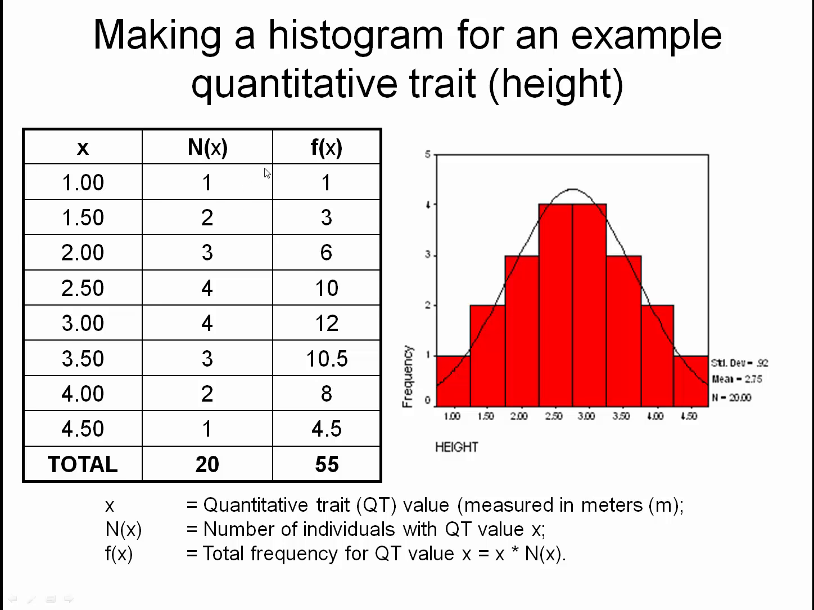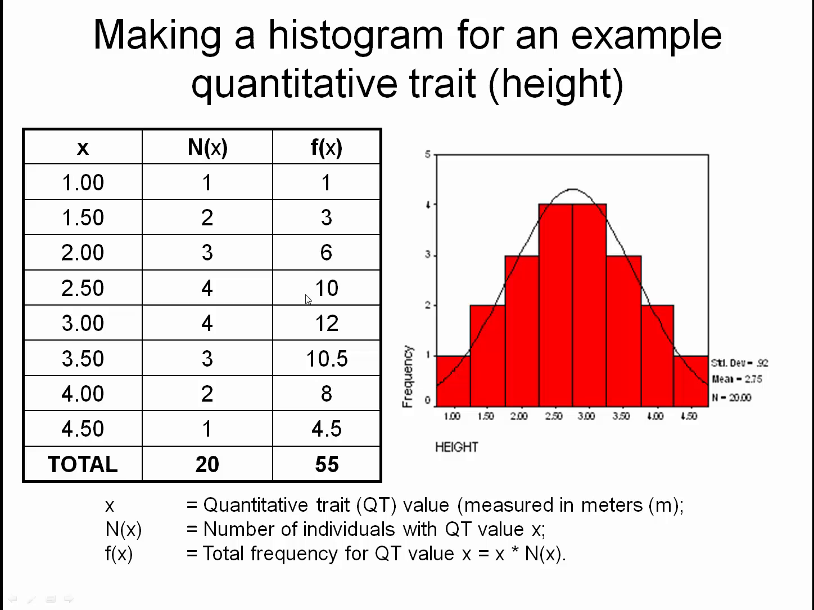And then the last thing that we're interested in here is what's called the total frequency for the quantitative value. For any given row, this value is just the product of the first cell and the second cell in that row. So f of x equals x times n of x. If we take the example here, the second row, 3 equals 1.5 times 2.